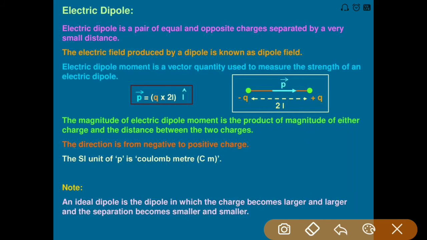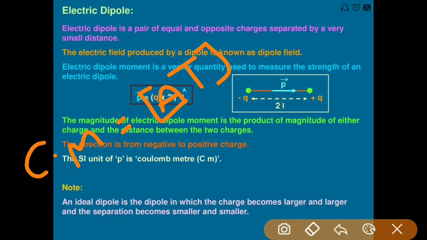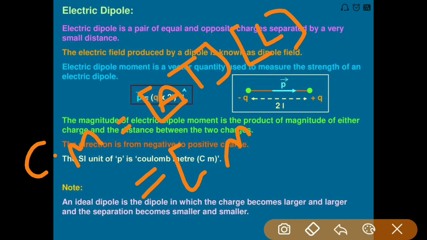Let us also discuss what is the dimension of the electric dipole moment. So you know the unit is coulomb meter. Coulomb is Q is equal to IT, so you can write the dimension for the coulomb is A into T. And for the meter you know that it is L. So after simplification you will get M to the power 0, L to the power 1, T to the power 1 and A. So this is the dimension for the electric dipole moment.